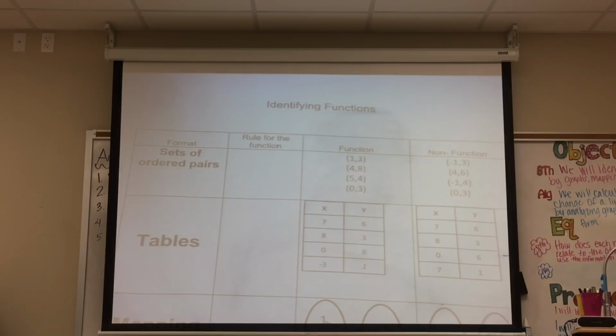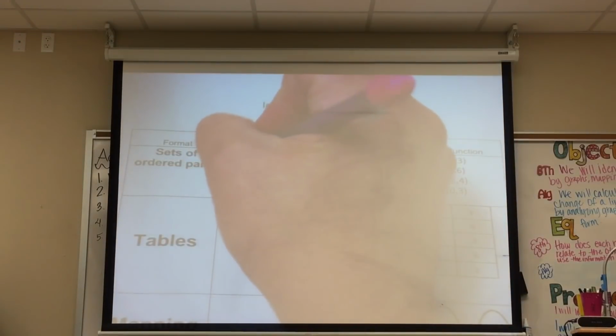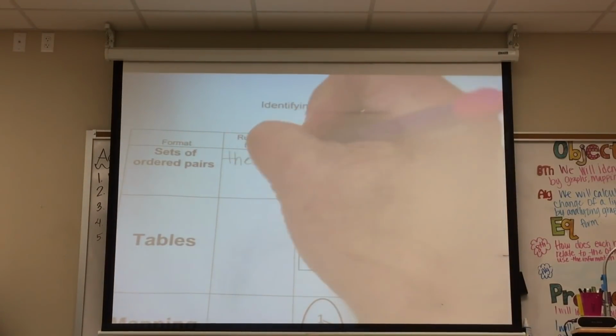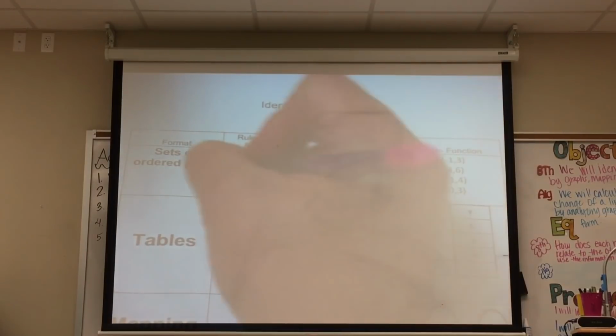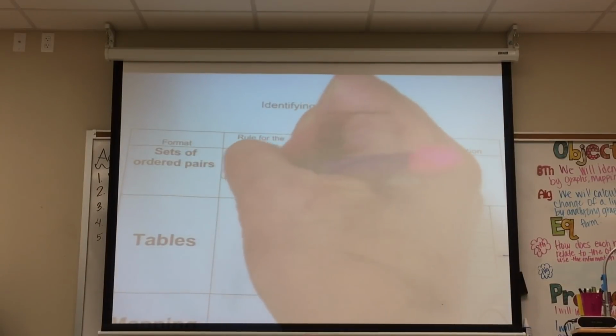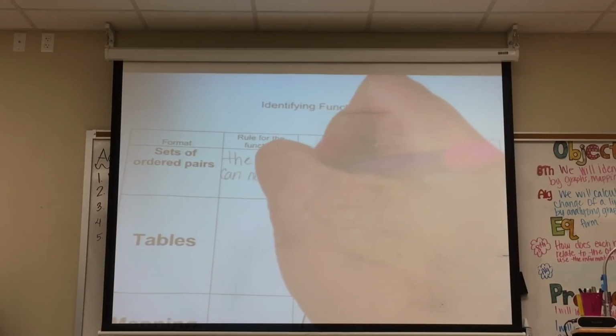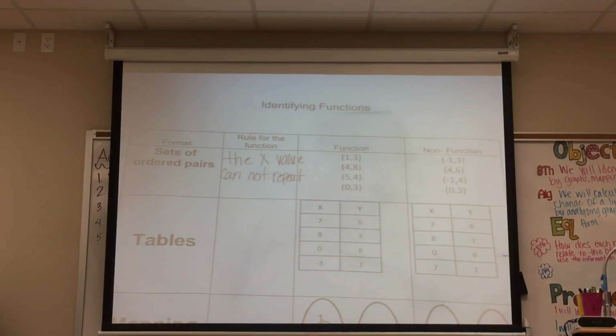So the first type of function we're going to talk about is sets of ordered pairs. Now the rule for this function is that the x value cannot repeat. So when looking at these, you want to look at the first number in the ordered pair. So in this ordered pair, you have a 1, 4, 5, and 0. None of those values repeat, therefore that is a function.